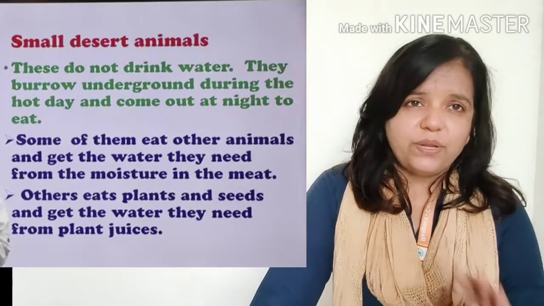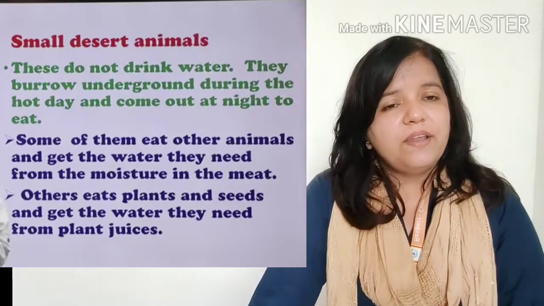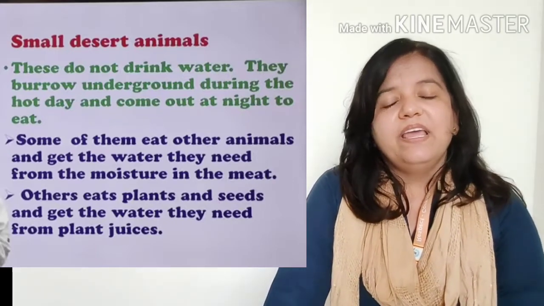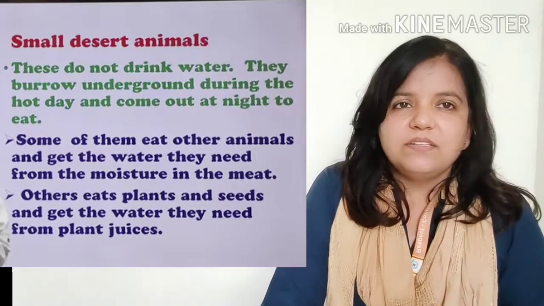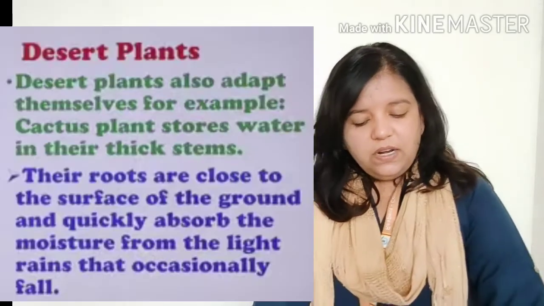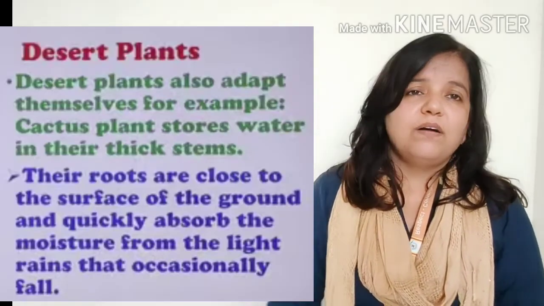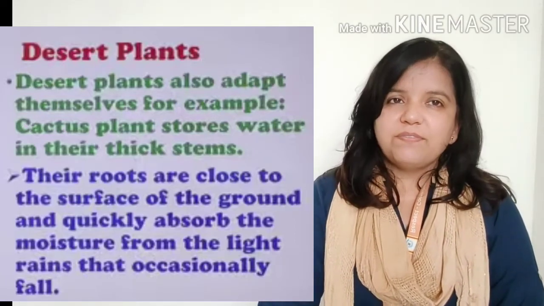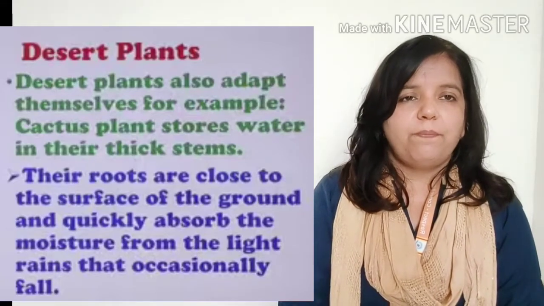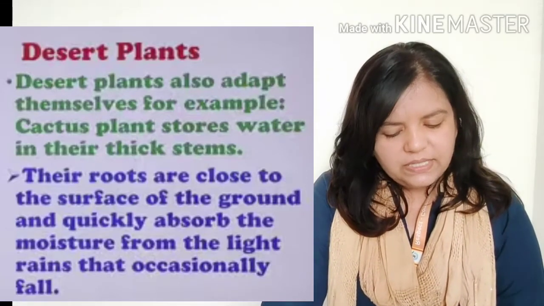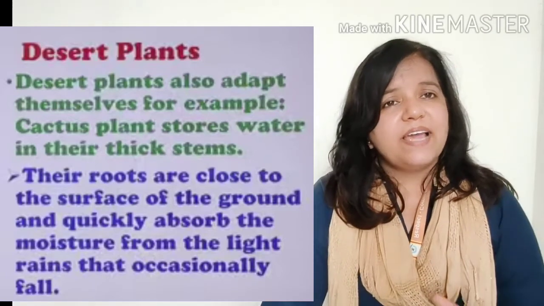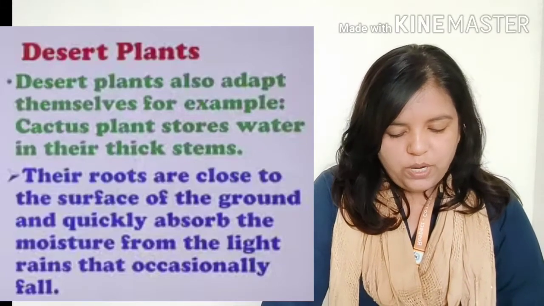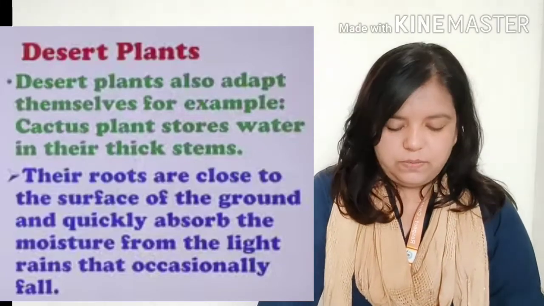And some animals are there which can eat plants, and they can quench their thirst with the plant juices. Now desert plants. Which type of plants can we find in the desert? Most of the time we can find cactus over there, because cactus is a plant which has adapted to the climate of the desert. It is a plant which can store water in its thick stems.